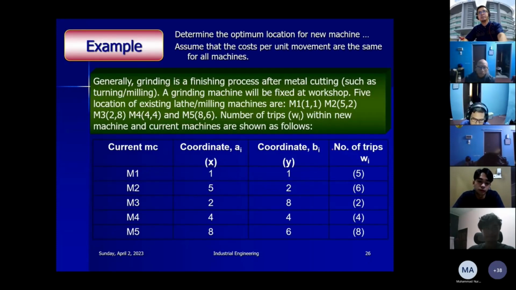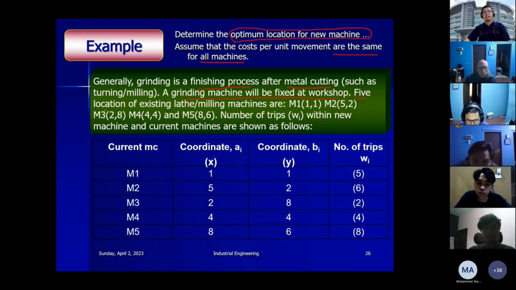Okay, please look carefully at this example. The first one: determine the optimum location for the new machine. Assume that the cost per unit movement is the same for all machines. So this is how the question looks like. Generally, grinding is a finishing process after metal cutting, such as turning or milling. So the grinding machine will be fixed at the workshop.